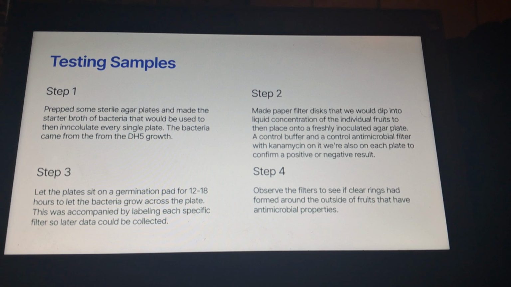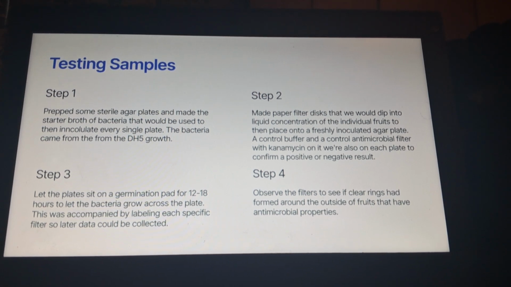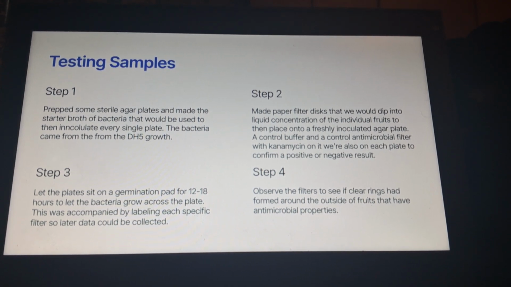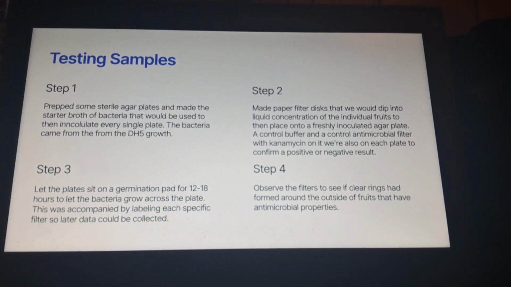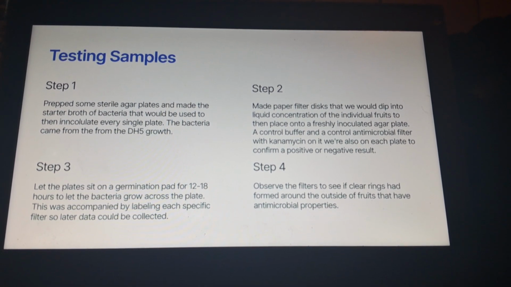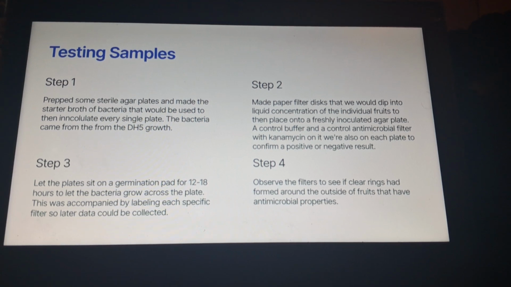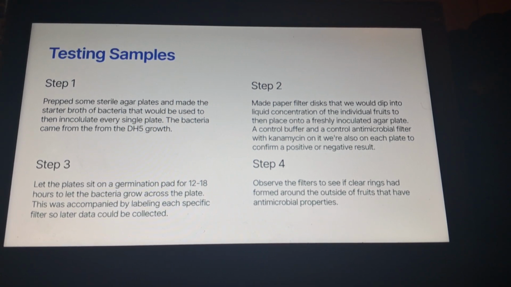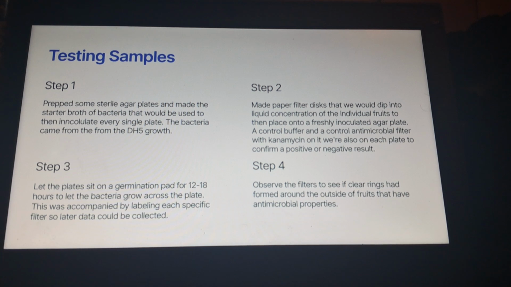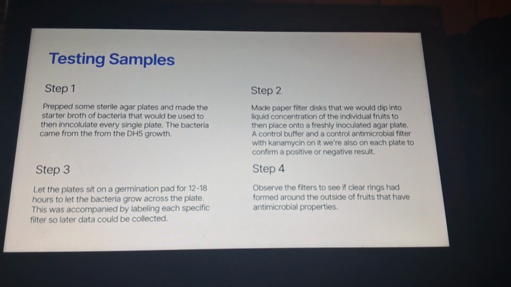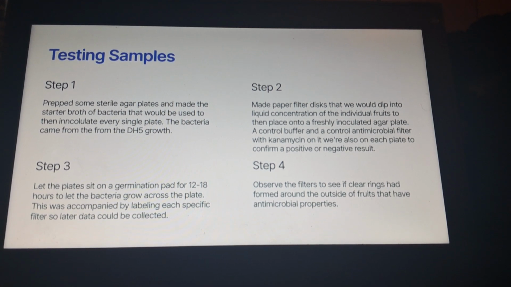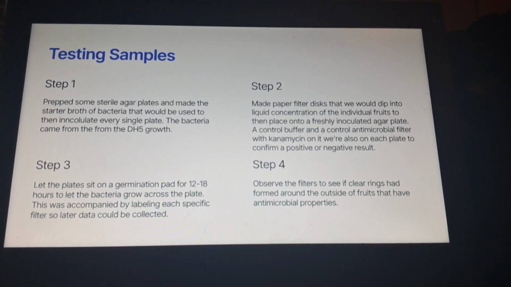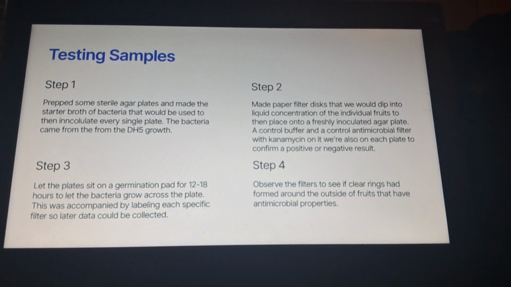Step one was we prepped some sterile agar plates and made the starter broth of bacteria that would be used to inoculate every single plate, from the DH5 growth from our fridge packets. So we take that vial out. We made sure it was the correct bacteria that we both used in our experiment, and we had to make sure that every single plate was being tested with the exact same form of bacteria to keep an even footing for all of our at-home antimicrobials.